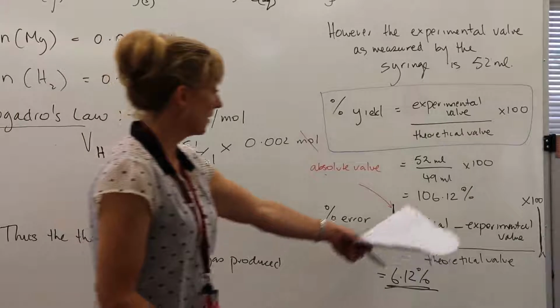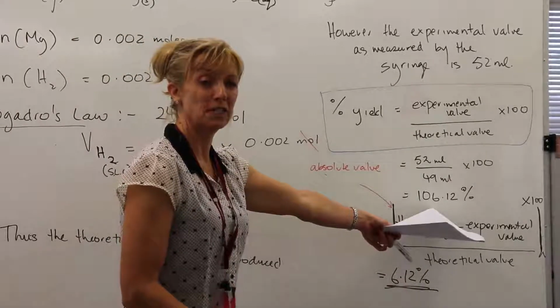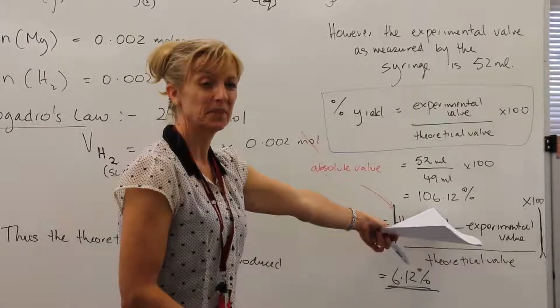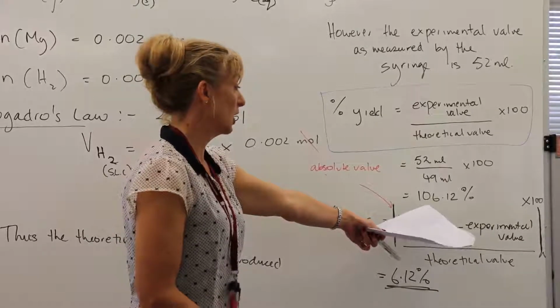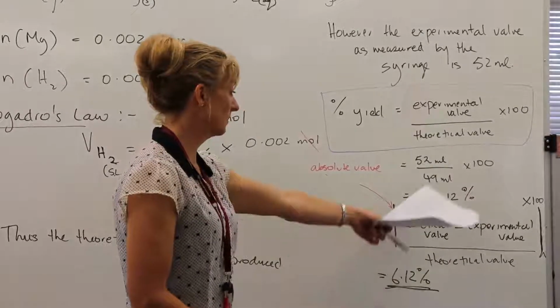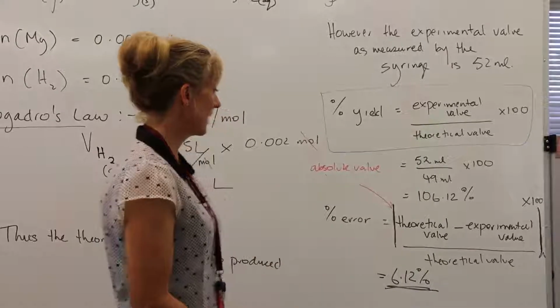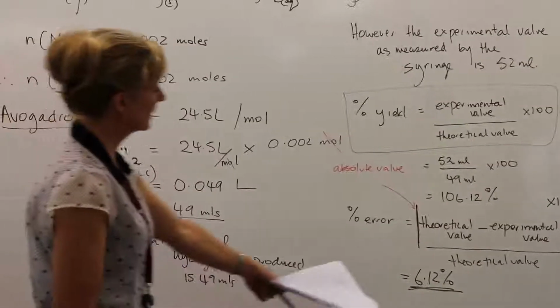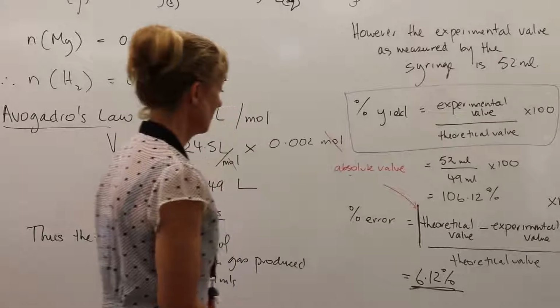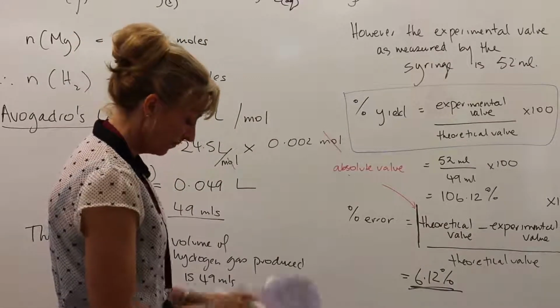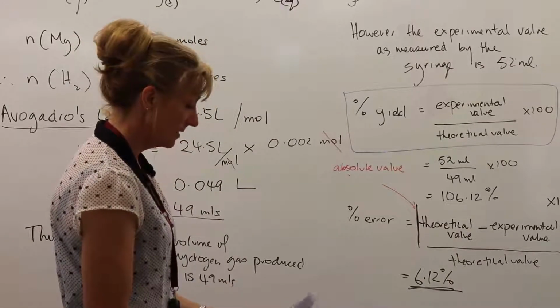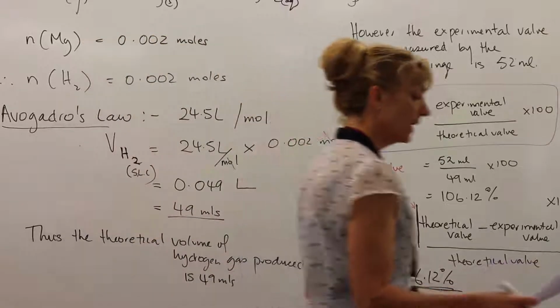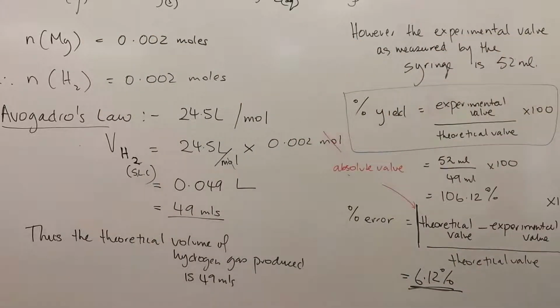You can see that I could have just taken 100% off here and we would have got the error. And that's how you find error, or vice versa. You take them away from 100%. So it's 6.12% error. So, number 9 says, suggest errors to account for why the percentage yield may not be 100%, up here. And also, it doesn't ask you this, but how come we've got 6% error?